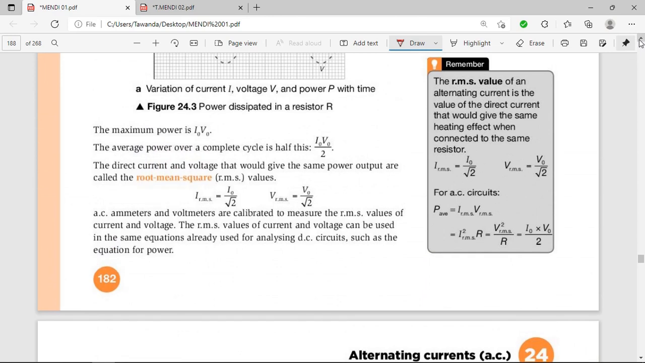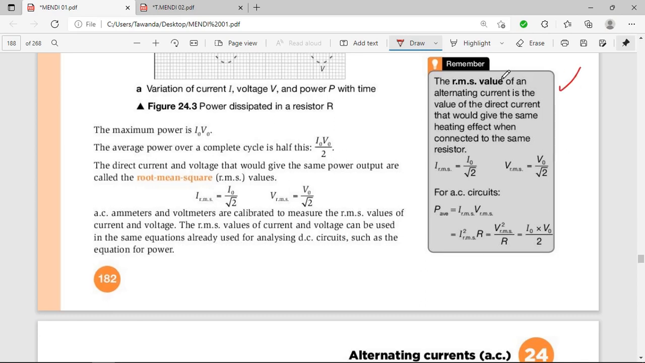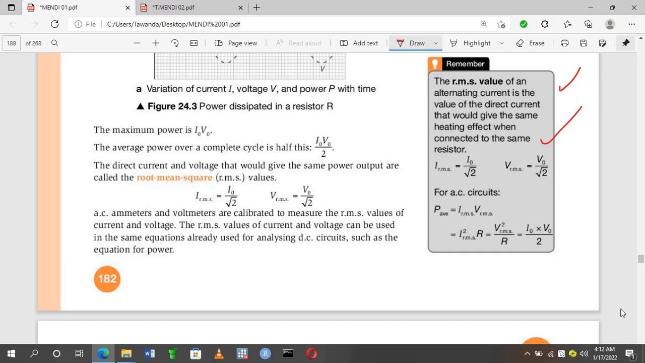So here is also another statement for the root mean square. The root mean square value of an alternating current is the value of the direct current that will give the same heating effect when connected to the same resistor.